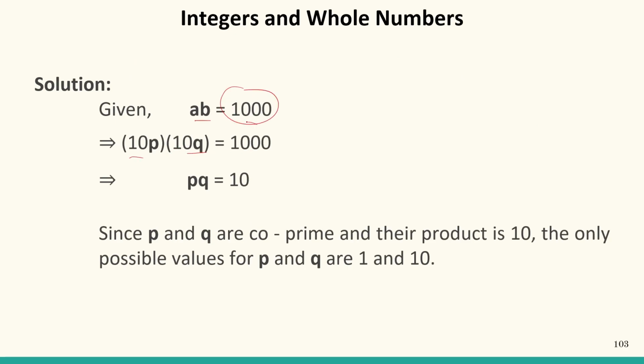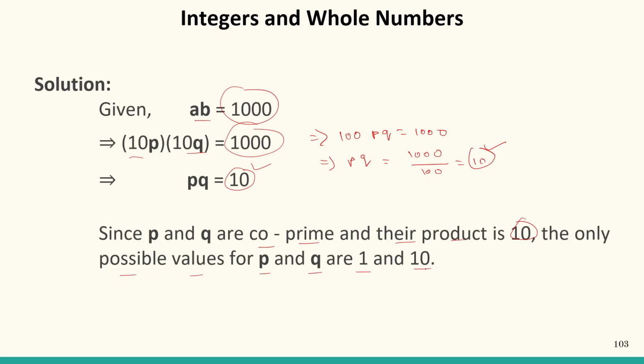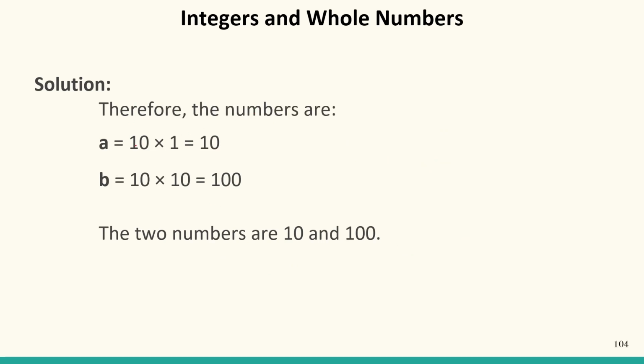Given that the product of the two numbers is 1000, 10P into 10Q is equal to 1000. This implies that 100 PQ is equal to 1000. So PQ is equal to 1000 by 100, which is nothing but 10. Since P and Q are co-prime and their product is 10, the only possible values for P and Q are 1 and 10. Therefore A is equal to 10 into 1, which is 10, and B is equal to 10 into 10, which is 100. So the two numbers are 10 and 100.